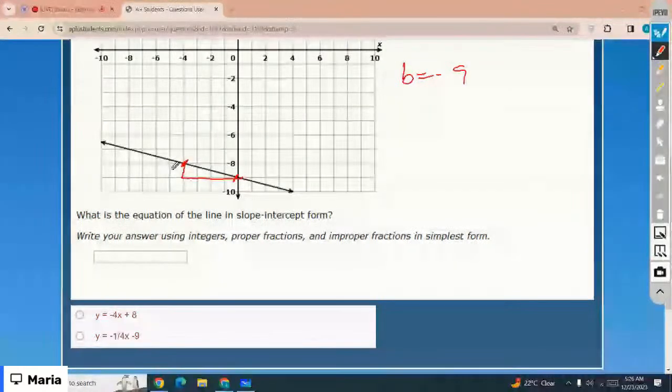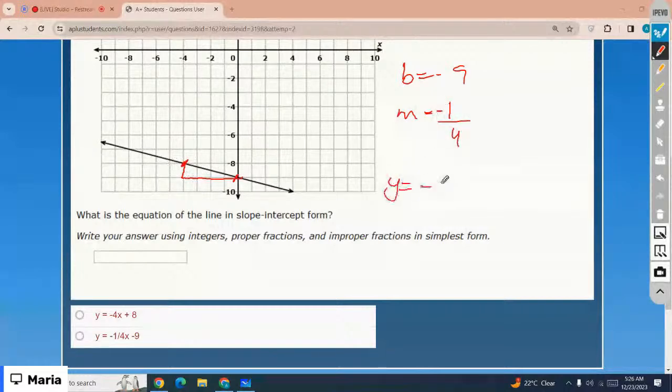Change in y is 1, but you are moving down, so that must be negative 1, and change in x is 4. So that would be y equals negative 1 over 4x minus 9. So option number 2 is the correct option. Got it? That is y equals negative 1 over 4x minus 9. The second equation is the correct option.